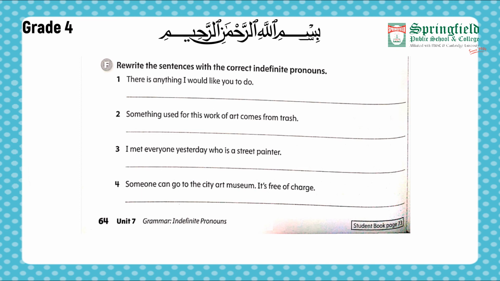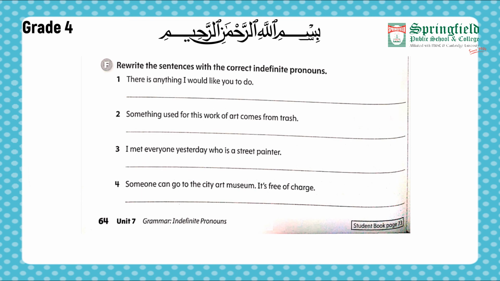Statement number 1. There is anything I would like you to do. Now we have to write the sentence again with the correct indefinite pronoun. So what are we going to write? There is something I would like you to do. Statement 2. Something used for this work of art comes from trash. Everything used for this work of art comes from trash.